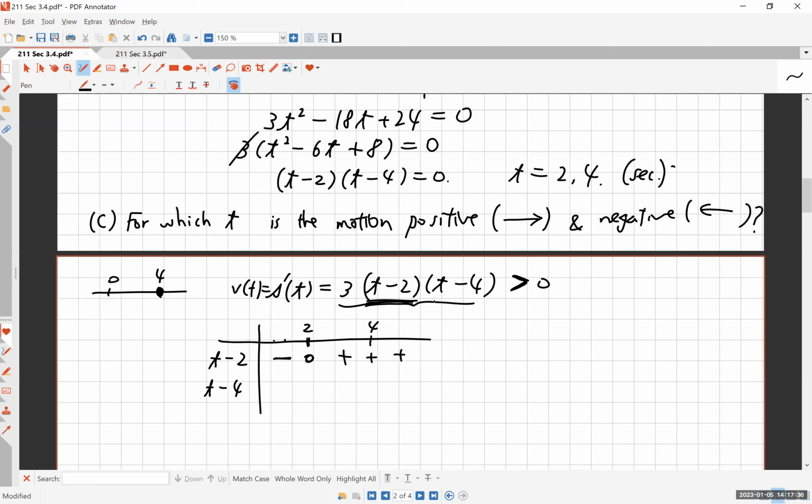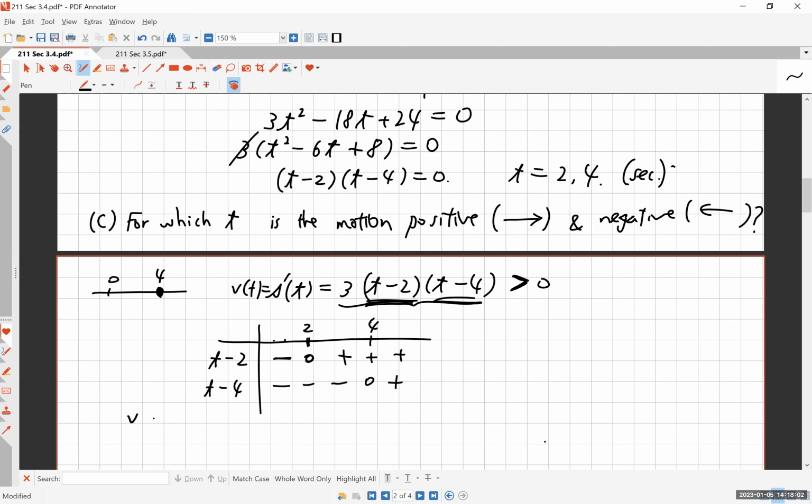T minus 4, the second factor, is negative here. Even when it's 2, it's negative. 3, it's negative. 3.9, it's negative. 3.99, it's still negative. But as soon as t reaches 4, it becomes 0. And after that, it just turns positive. 4.1, 4.2, 4.3, 5, 7, whatever. T minus 4 would always be a positive number.